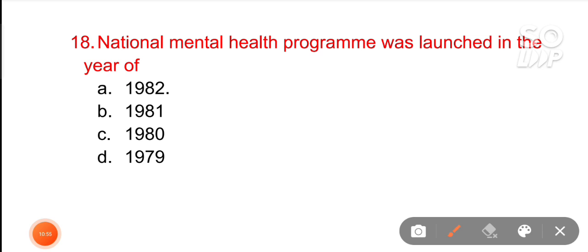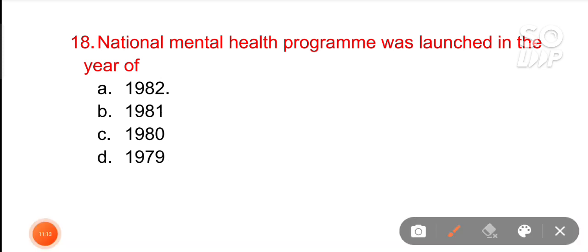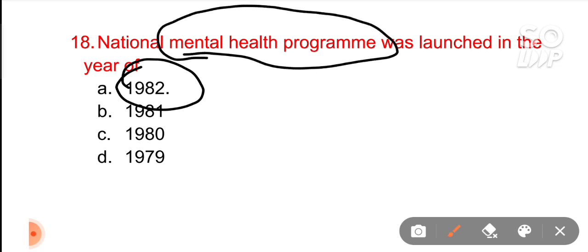The next question is, National Mental Health Program was launched in the year of option A 1982, option B 1981, option C 1980, option D 1979. The right option is 1982. So in the year of 1982, the government launched the mental health program. The main aim of this program is to give proper care for the mentally retarded people and also early diagnosis and prevention of the mental disorders.